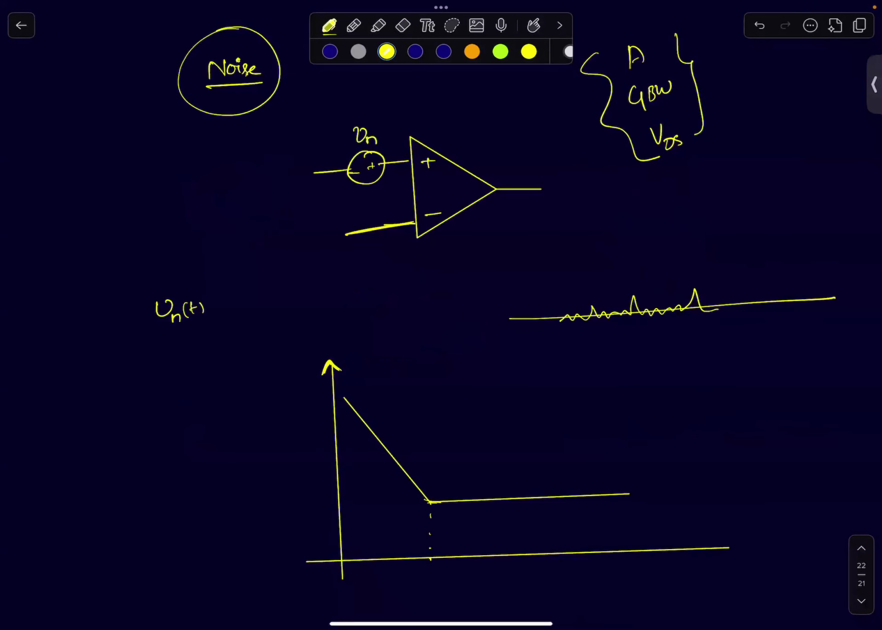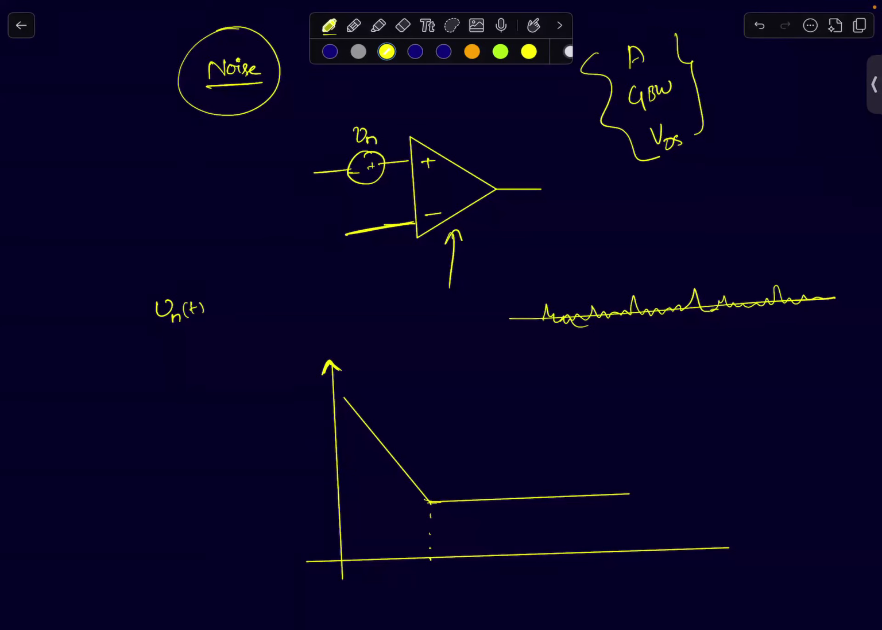So the second thing, which is of importance, is noise. Noise is because of random thermal motion of electrons that can be in the MOSFETs that are inside the op-amps. It can be in the resistors that may be present in the op-amp, or they can be external to the op-amp too. Now, if you plot noise on an oscilloscope, it will look like this. It will just look like a random signal.